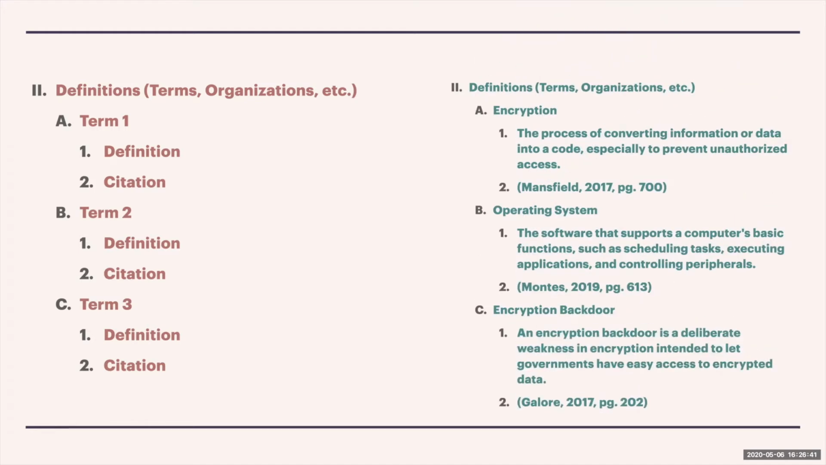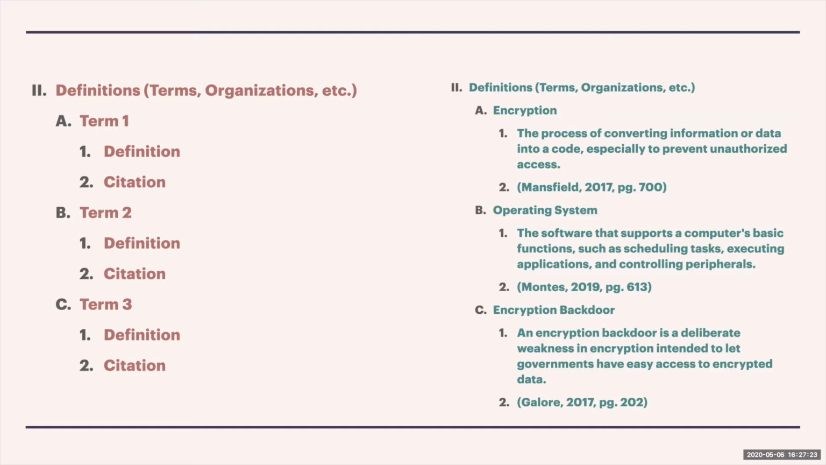So if we look at definitions, things like encryption: the process of converting information or data into a code, particularly to prevent unauthorized access. Mansfield 2017, page 700. We're noticing we have the page number, so that must be a journal article citation. The operating system: software that supports a computer's basic functions such as scheduling tasks, executing applications, controlling peripherals. Montez 2019. And then we have encryption backdoor, the actual belle of the ball, the man of the hour. An encryption backdoor is a deliberate weakness in encryption intended to let governments have easy access to encrypted data. Galore 2017, page 202.